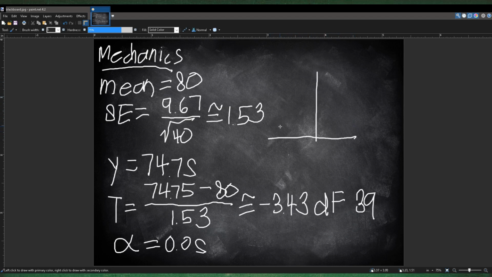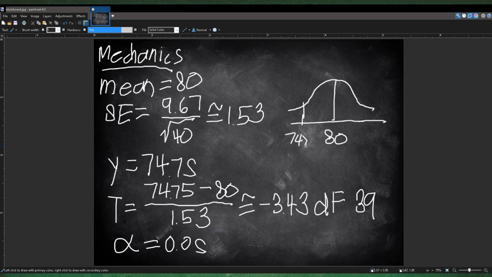Sorry, it's supposed to be a t-model, so a little smaller than that. So it's a little bit more spread out and more flattened. So it's a t-model. So you have your mean of 80. So 80 is right here. You have a y-bar of 74.75 here. So 74.75, and you have a standard error of 1.53.